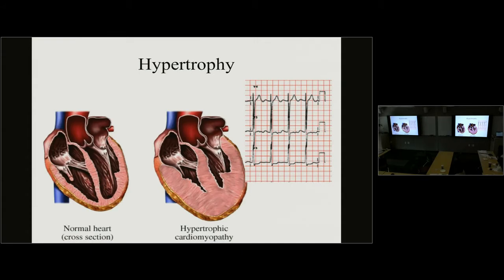The other things that we look for in the heart are hypertrophy. A hypertrophy is just thickening of the heart muscle. So this is a normal left ventricle. And this is what I refer to affectionately as the filet mignon left ventricle. It's actually a terrible illness to have, which is hypertrophic cardiomyopathy, where you have, for unexplained reasons, this thickening of the heart muscle that can be hereditary.